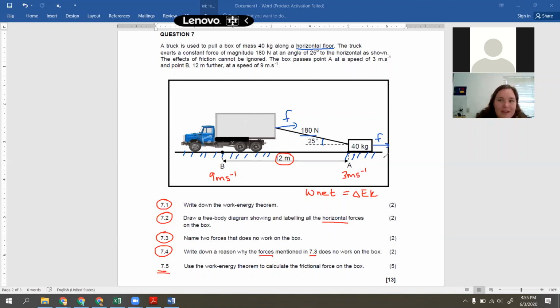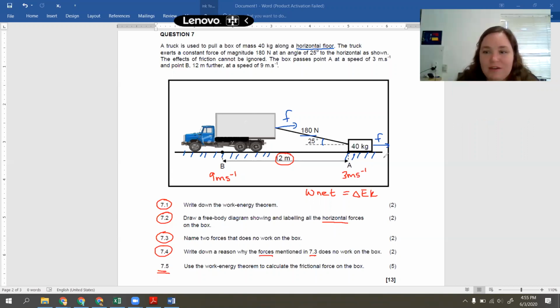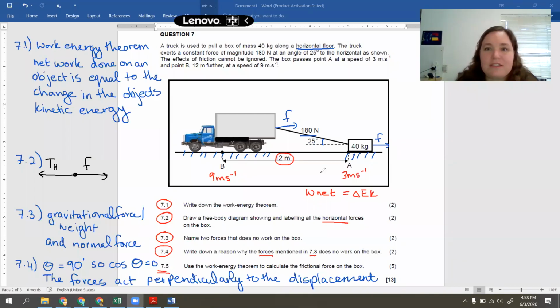So if you don't mind, I am going to continue so that we can get through what we need to today. All right, so I'm going to tell you the answers now. I'm going to hope that yours are the same as mine, or at least similar enough to mine that I'd be able to give you the mark.